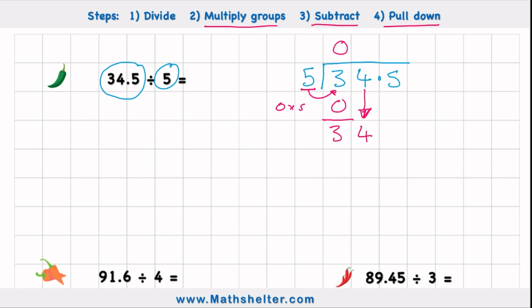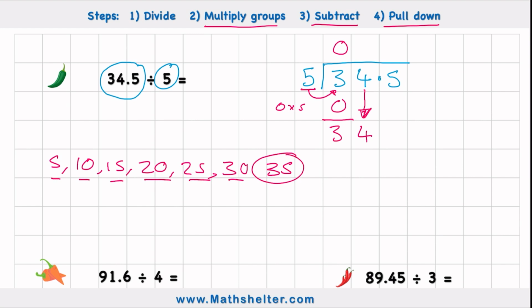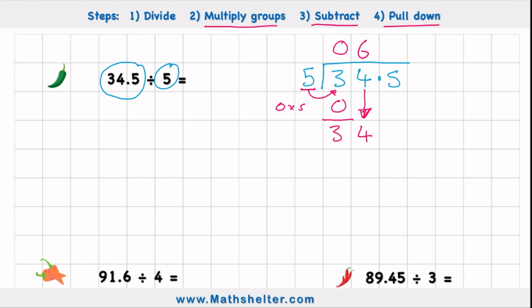34. Well, I can go up in my 5 times table: 5, 10, 15, 20, 25, 30. But if I go to 35, I've gone too far, so therefore I have 1, 2, 3, 4, 5, 6 groups. I put my answer of 6 up at the top, but I now need to work out how many I had left over because we didn't go all the way to 34, we only went to 30. And the way I do that is I'm going to look at my groups that I took away.